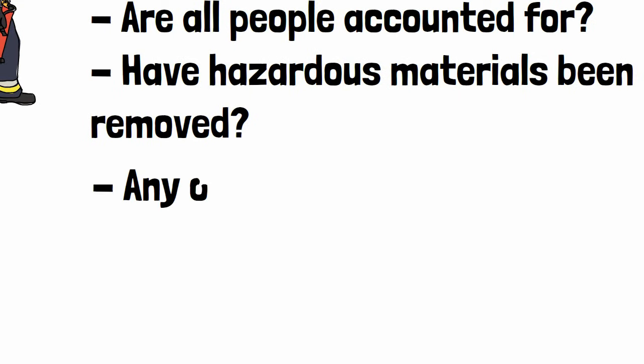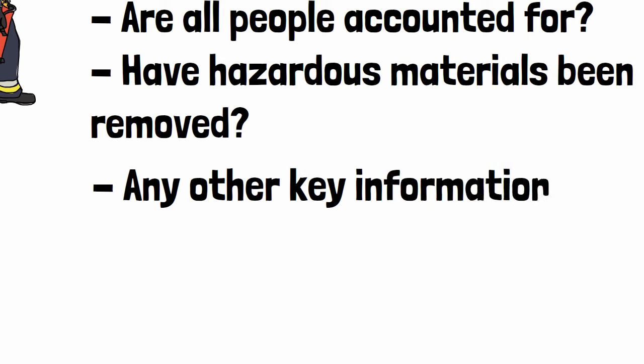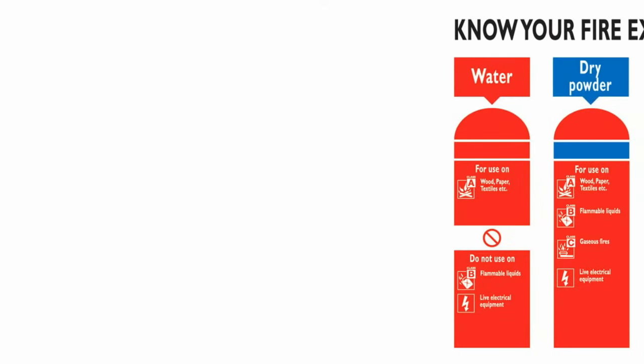So any other key information. Is there anything in the house which will accelerate the fire? So do you know if you're at a client who's an old farmer, does he have an old petrol can in the corner in the cupboard of the kitchen which may accelerate it or explode, such as that oxygen bottle? Moving on now to fire extinguishers.